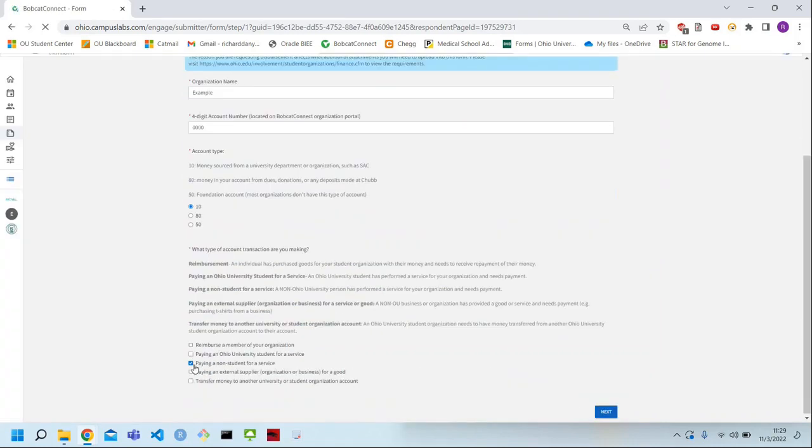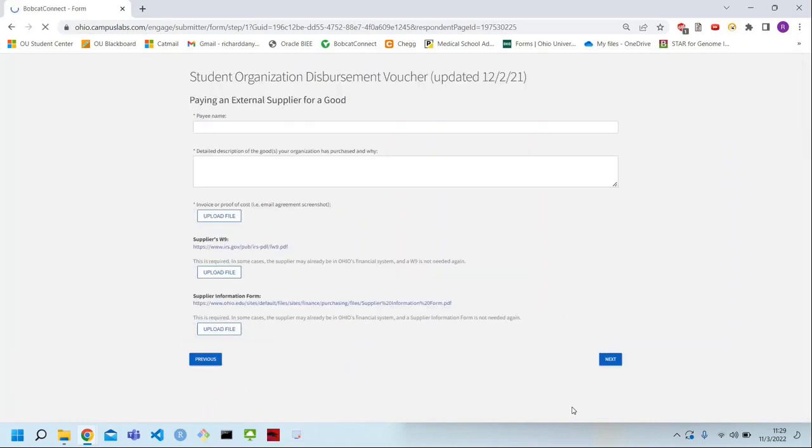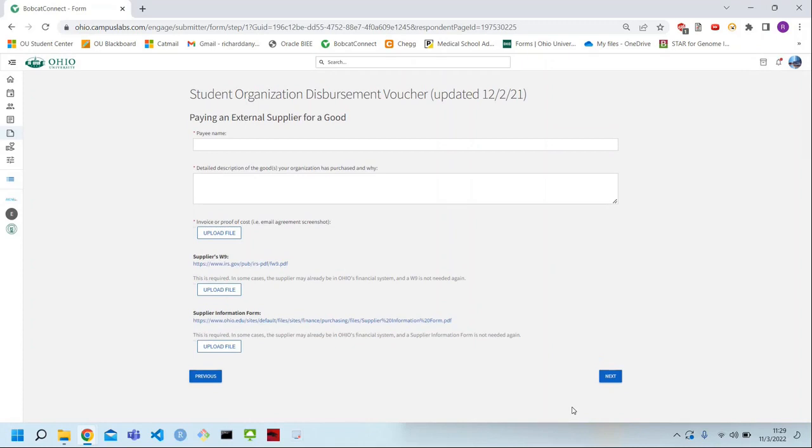And then moving back, the third thing that rounds out all of our different sections here is paying an external supplier for a good. And so again, it's the same deal with the W-9 and the supplier information form. You're required to submit those to us unless you know for a fact that we already have those on file for your external supplier or whatever. And then you're also going to need to include some kind of invoice or proof of cost. So it can just be an email agreement or anything like that.